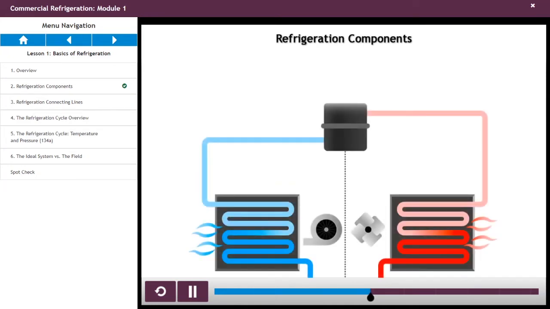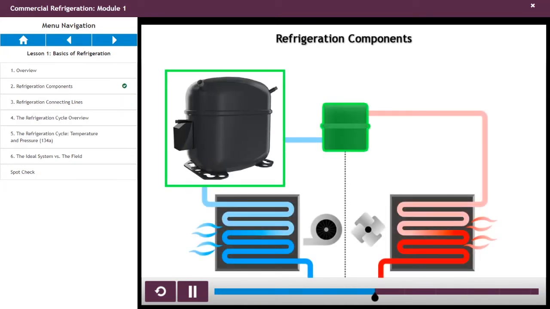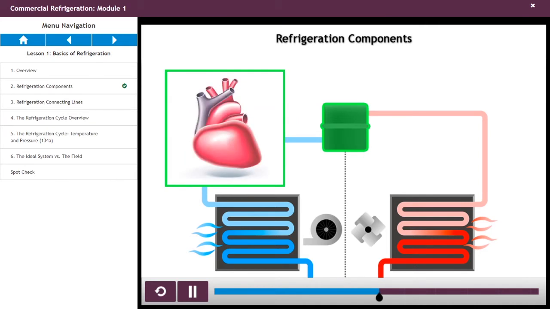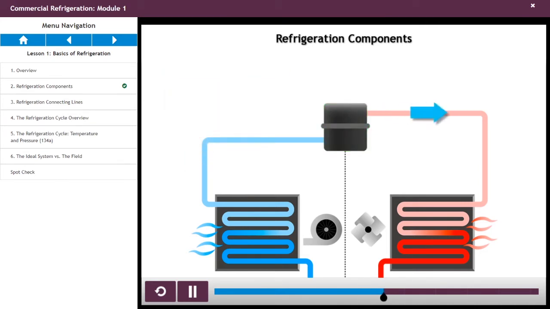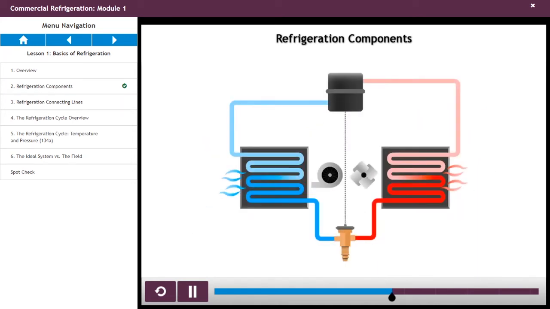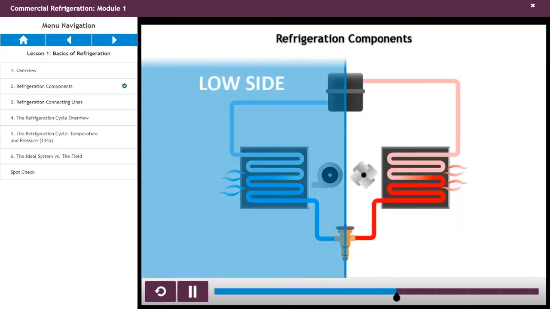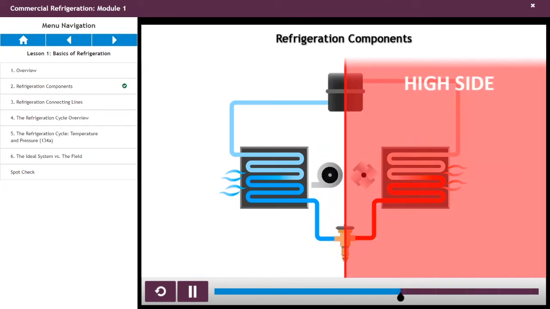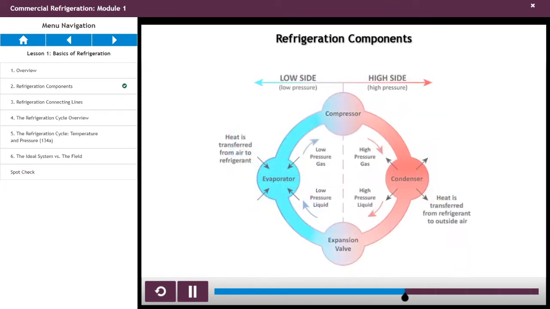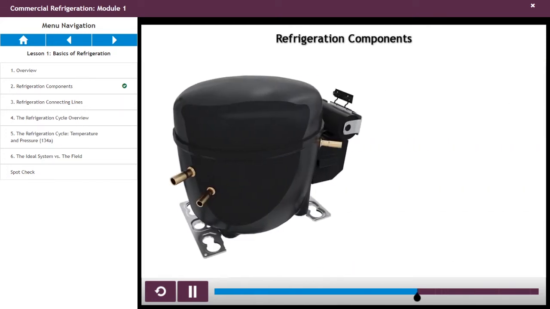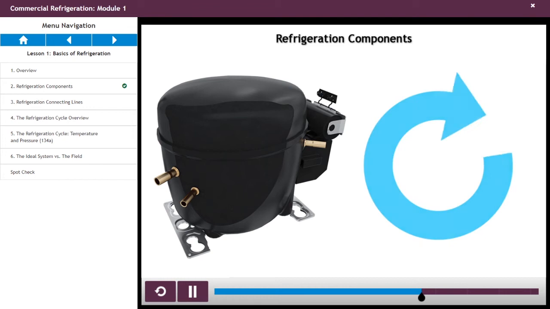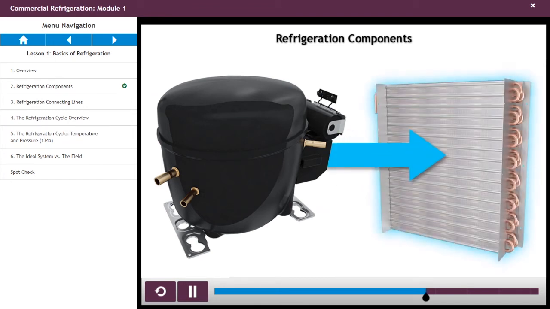Then the heat-laden refrigerant enters the compressor, which you can think of as the heart of the system. Like a heart, the compressor pumps the refrigerant around the system. It also reduces the pressure on the low-pressure side, the evaporator, and raises the high-pressure side. The pressure difference makes the refrigerant flow from the low to high side. The compressor keeps the refrigerant circulating, and its next destination is the condenser.